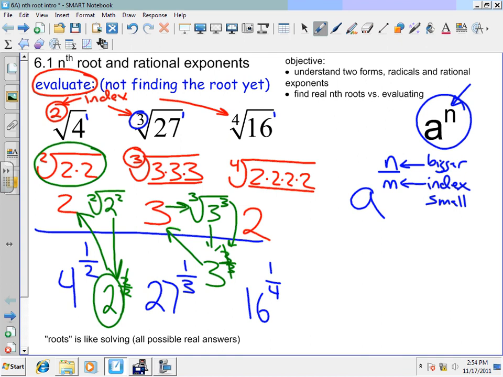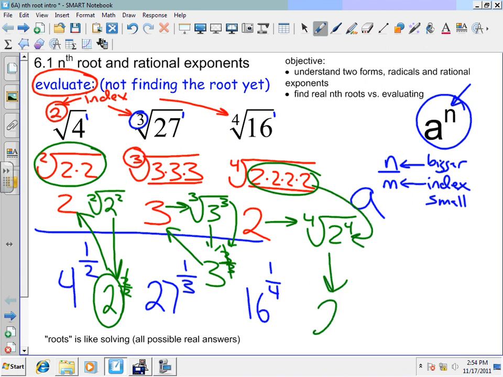And obviously here, this could be written as the 4th root of 2 raised to the 4th power. Notice the four 2's. Okay, so how else can we show that? 2 raised to the 4th power divided by the index of 4. Well, 4 divided by 4 is 1, and 2 is your final answer, and that's what we got.